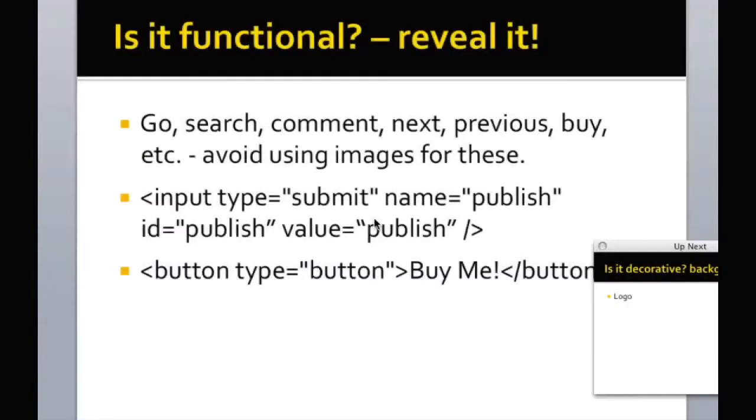The second thing you need to know about images is if it's functional, you need to describe it. So things like go, search, comment, next, all of those buttons, you need to be able to describe. If you're using JavaScript and it's got a do post back, a person using a screen reader is not going to benefit from that. So you want to make sure you're using input, you want to make sure you're using button. And then if you have a button and it says buy me, they're going to hear that. They're going to know it's a button, and they're going to be able to activate that.